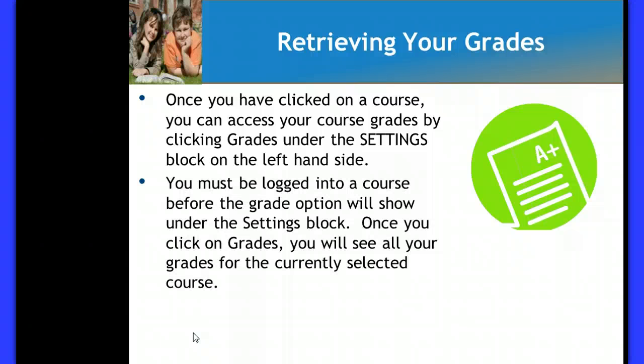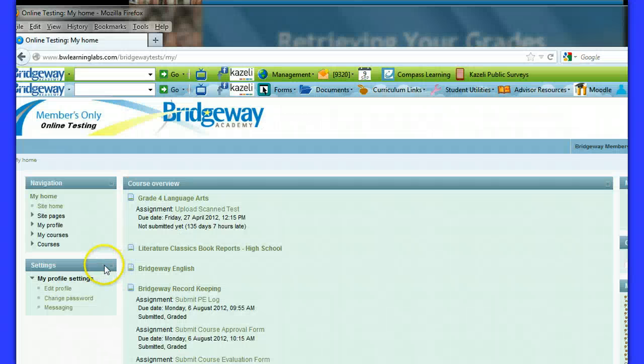You can also look at your grades. Once you've clicked on a course, you can access your course grade by clicking Grades under the settings block on the left-hand side. I'm going to jump over there and show. All right, just to reiterate, you have to be in a course before you'll see the grade over here.